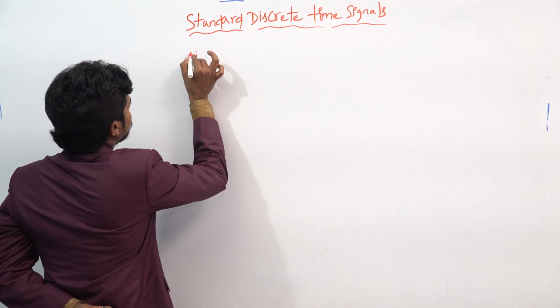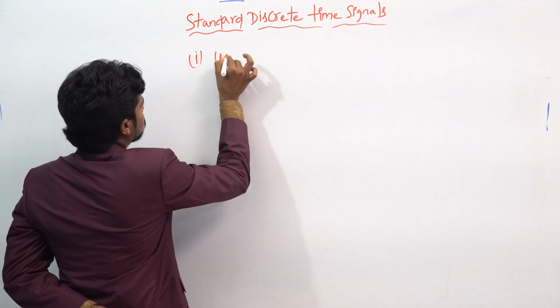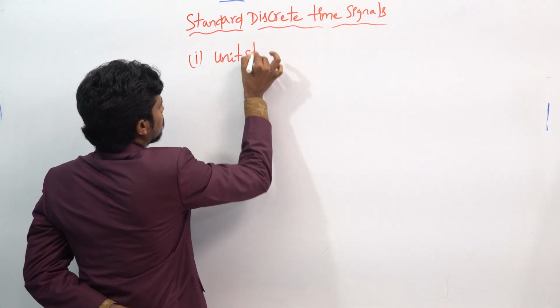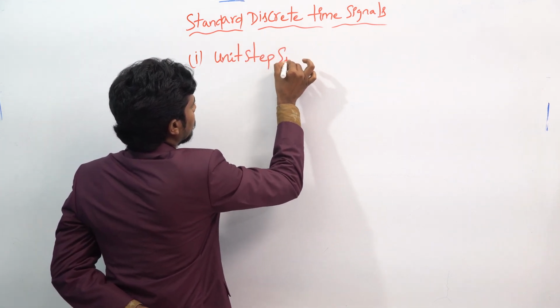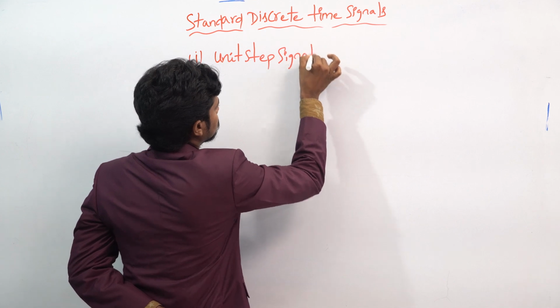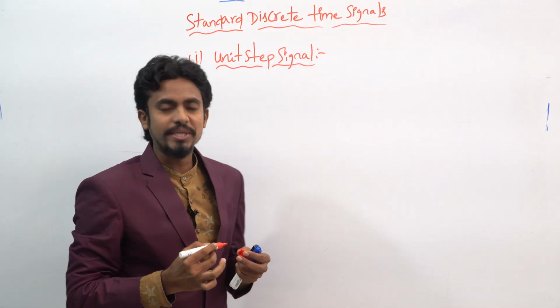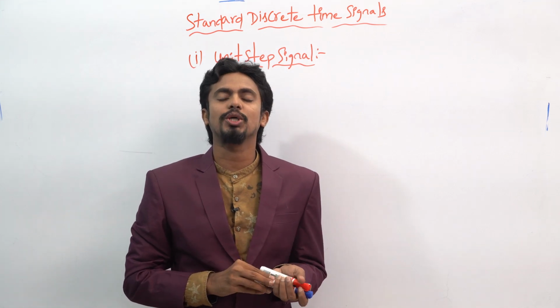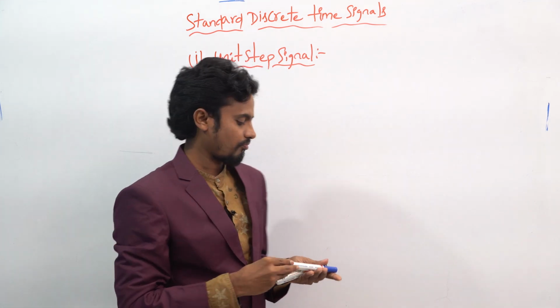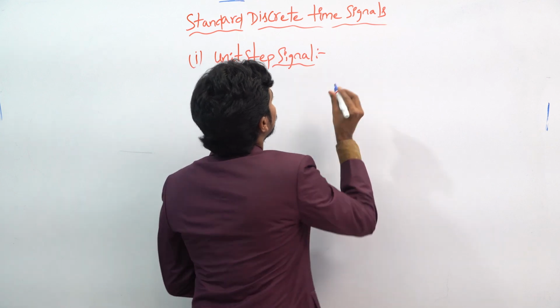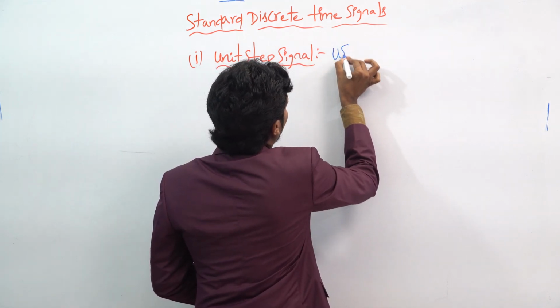The first signal will be the unit step signal. This unit step signal is represented with u of n.